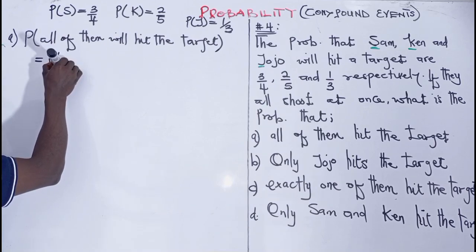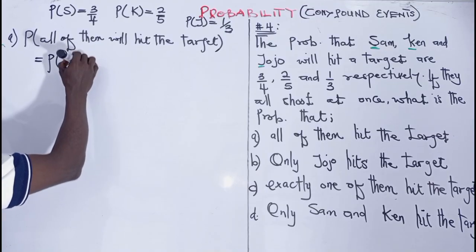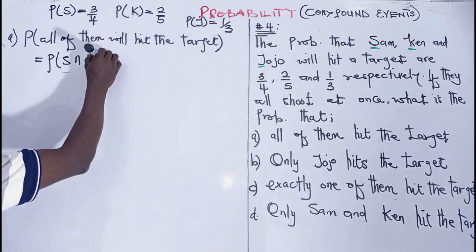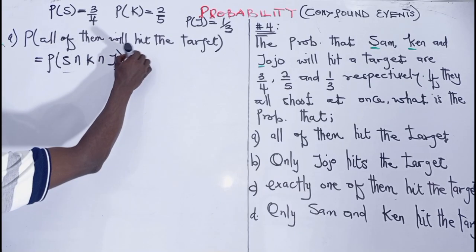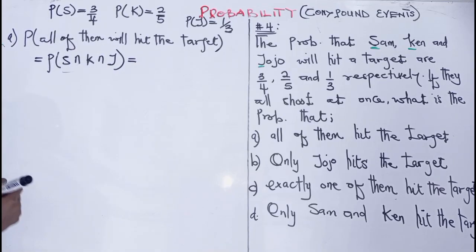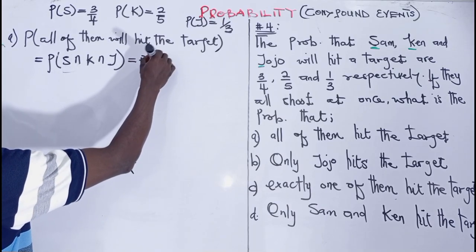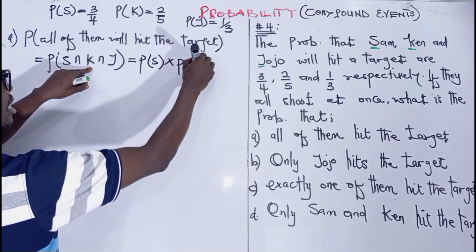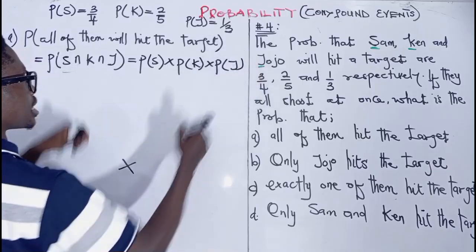We have the probability that Sam will hit the target, and Ken will also hit the target, and Jojo will also hit the target. Since we have the 'and', or the intersection symbol, it corresponds to the multiplication law. So we can expand this and write it as the probability that Sam will hit the target multiplied by the probability that Ken will hit the target multiplied by the probability that Jojo will also hit the target.